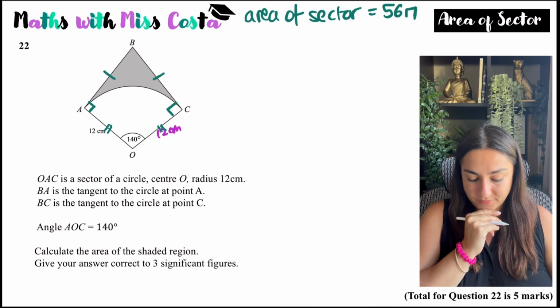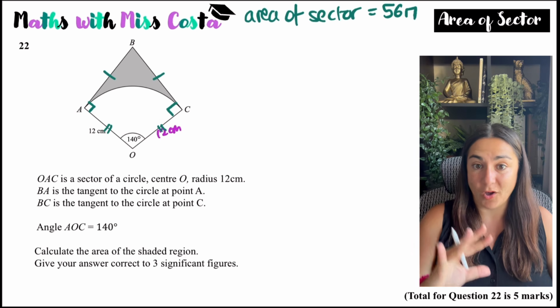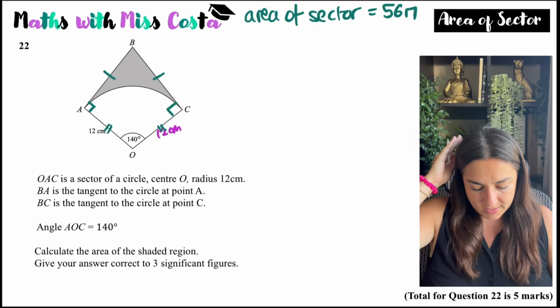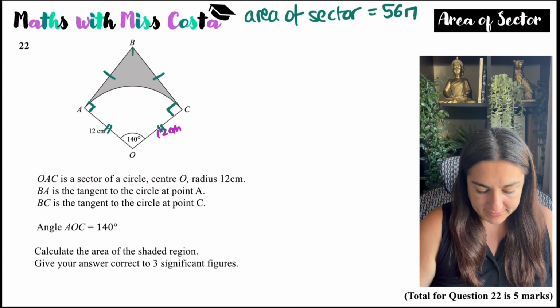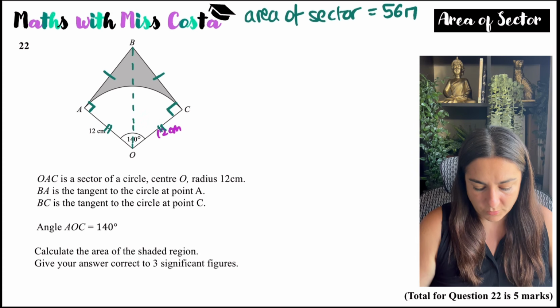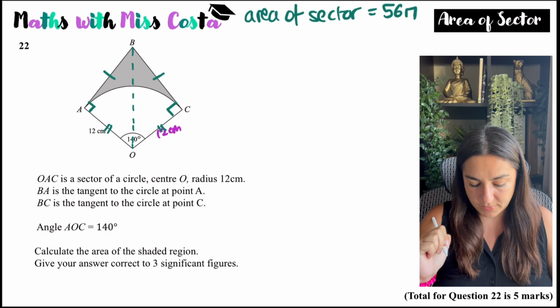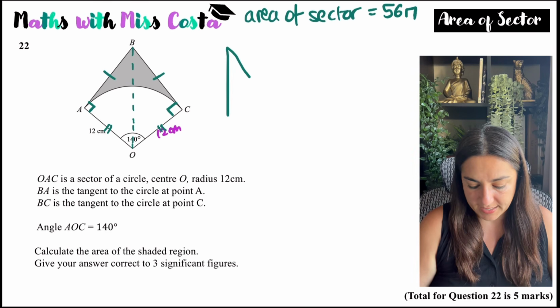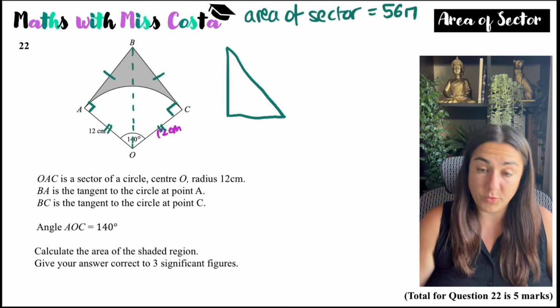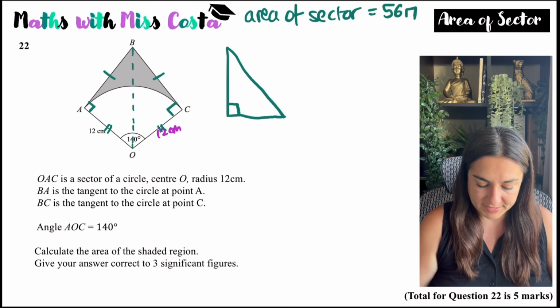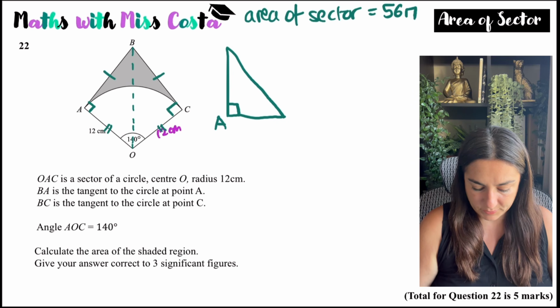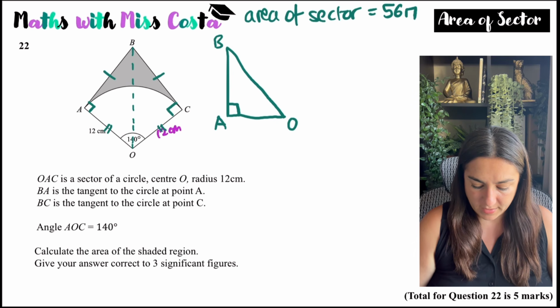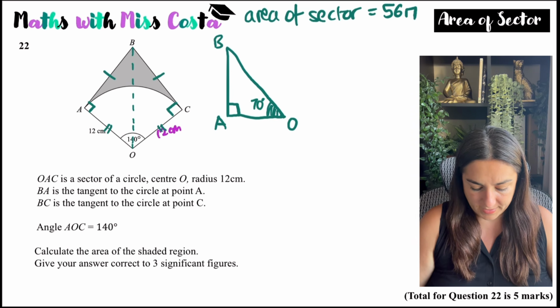Now I need to figure out how to work out the area of the whole shape. So what I could do is split this into 2 right-angled triangles. I'm splitting the shape exactly in half, so this is going to create 2 lots of this type of triangle. So I've got, this is my tangent, this would be A, this would be B, and this would be O, and half of this is going to be 70. I know that AO is the radius, which is 12 centimeters.